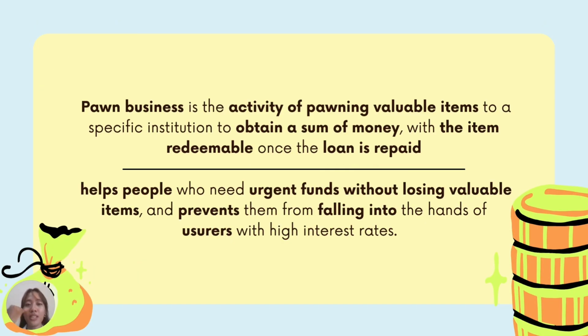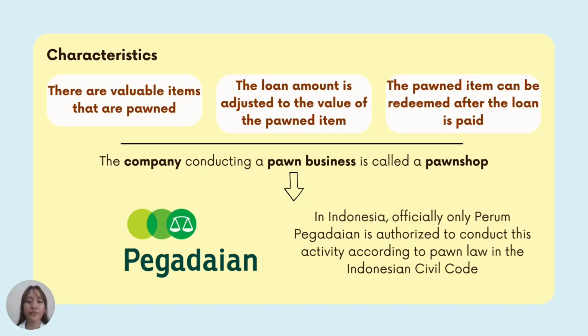So, what is pawn business? Pawn business is the activity of pawning valuable items to a specific institution to obtain a sum of money, with the item redeemable once the loan is repaid. This business helps people who need urgent funds without losing valuable items and prevents them from falling into the hands of usurers with high interest rates.